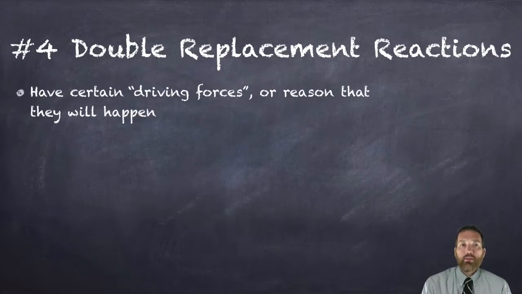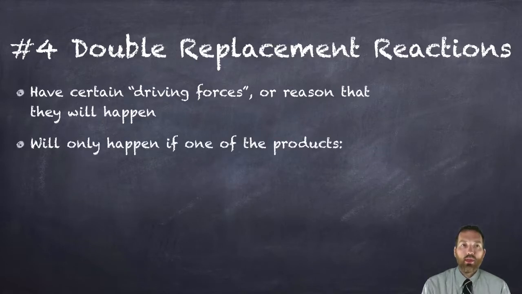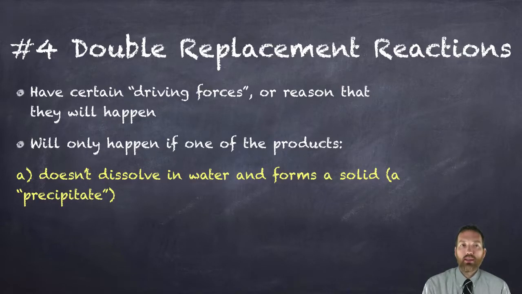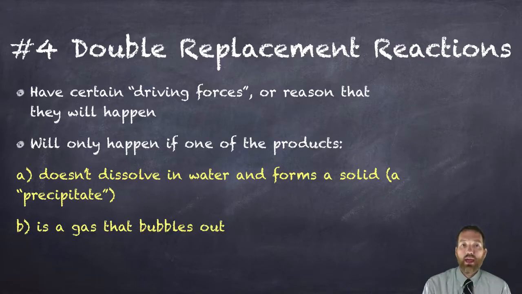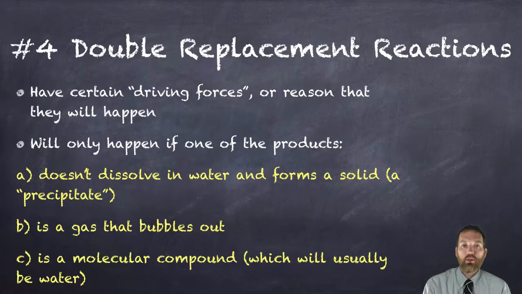Double replacement reactions have certain driving forces or reasons that they will happen or not happen. So they will only happen if one of the products is a product that doesn't dissolve in water and forms a solid. Another way of saying that is a precipitate. If one of the products is a precipitate, that means a reaction will happen. And 9 times out of 10, this is the one that's going to happen in the double replacement reactions that you see. Another driving force is if you produce a gas that bubbles out of solution, or if you produce a molecular compound, which is usually water.